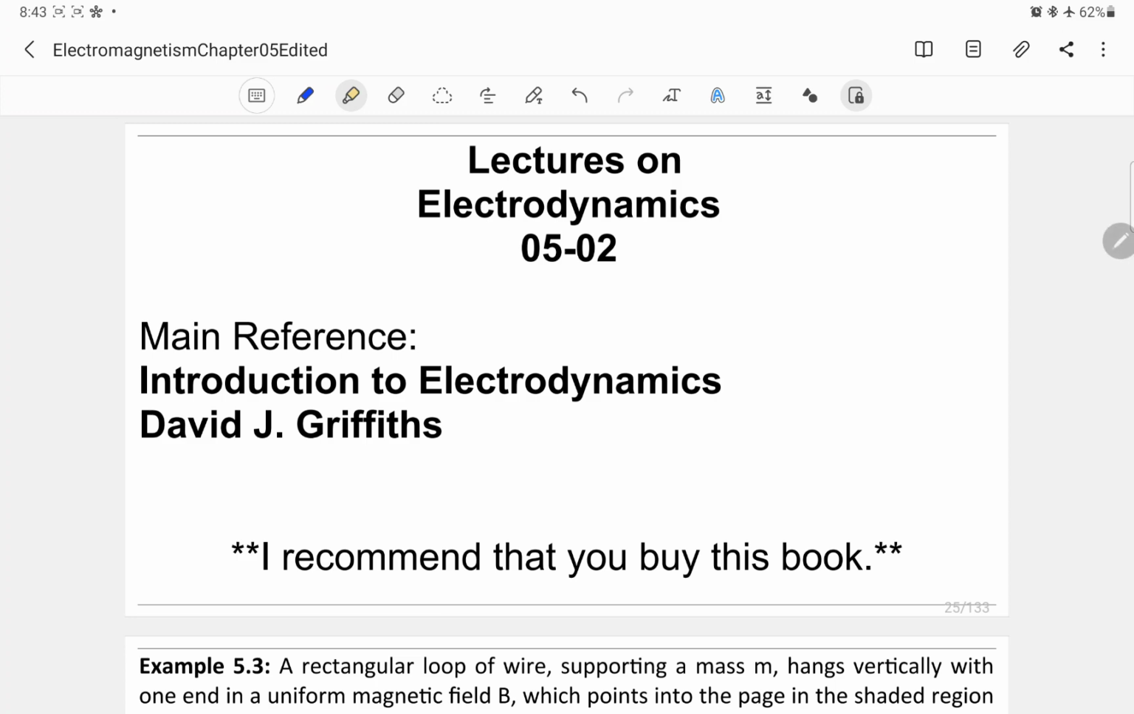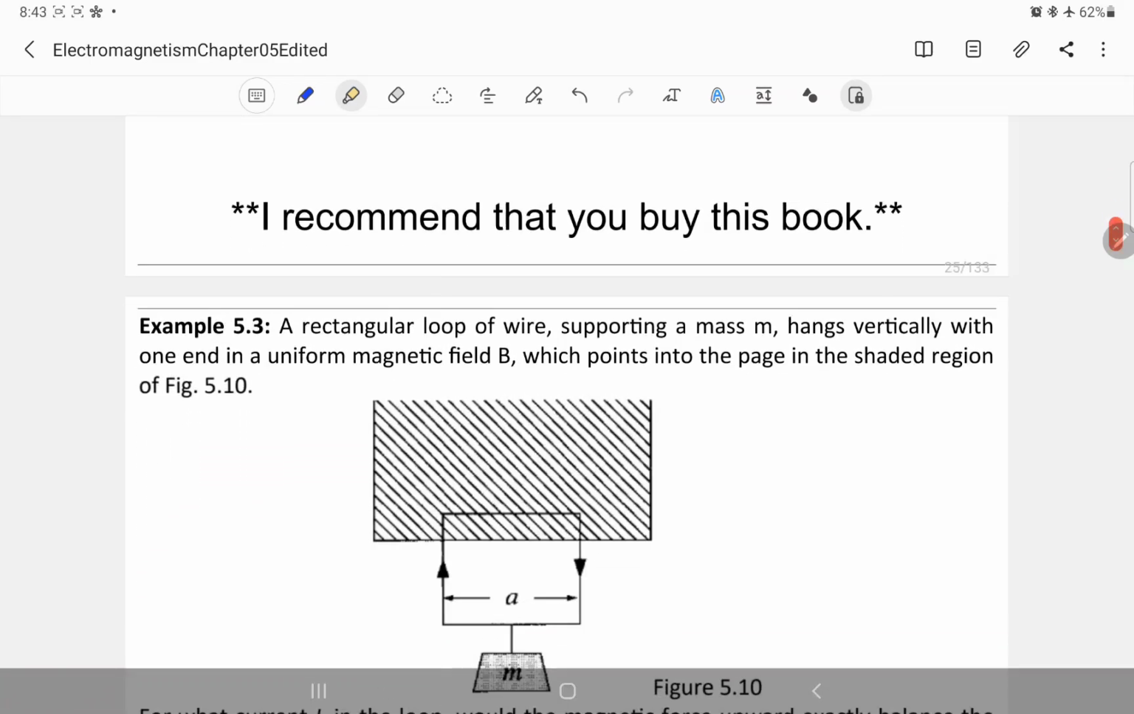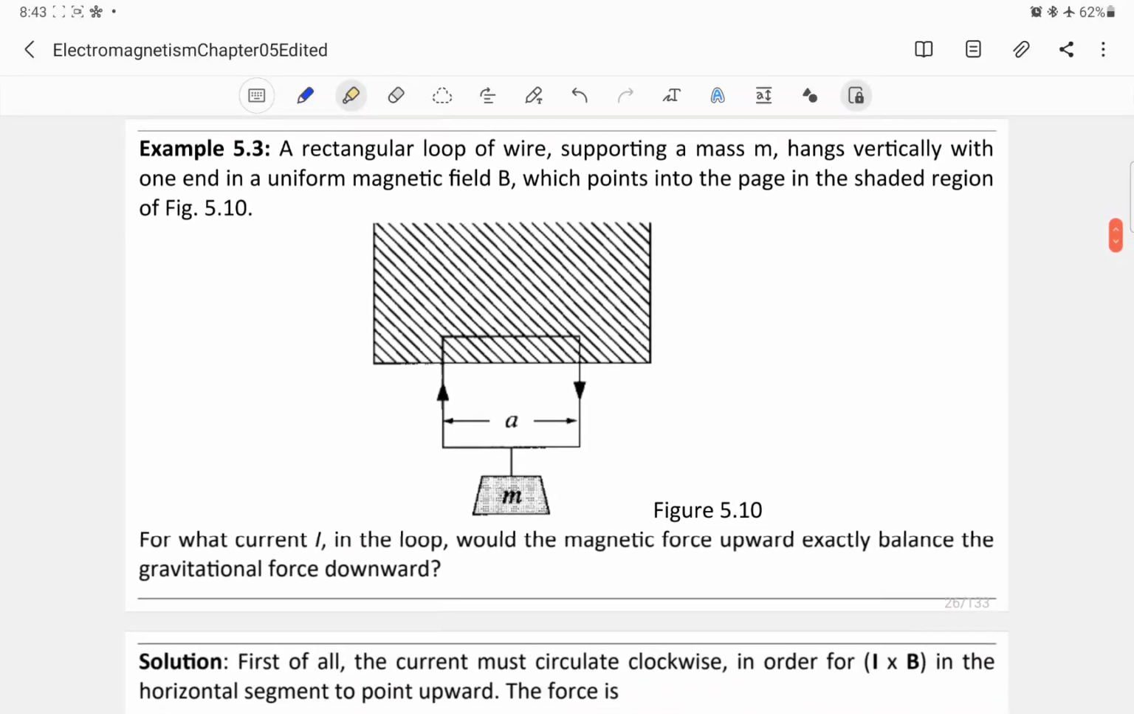So we will start with example number 5.3, which we have actually accidentally stopped last session. Here, a rectangular loop of wire supporting a mass M hangs vertically with one end in a uniform magnetic field B, which points into the page in the shaded region in Figure 5.10.